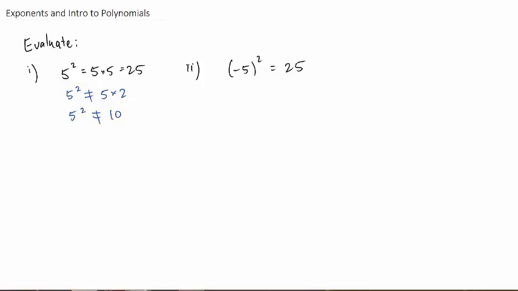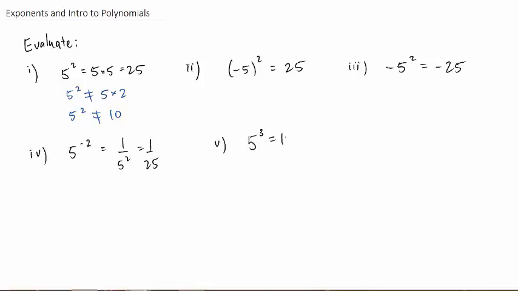If you do a negative, it still is positive. 2 negatives make a positive. But if you have a negative out front, that stays negative. If you have a negative exponent, it doesn't make a negative number, it makes a fraction, 1 over 25 in that case. And now we'll switch to an odd power, say 5 cubed, that means 5 times 5 times 5. If you had it to the negative power, it's 1 over 125.